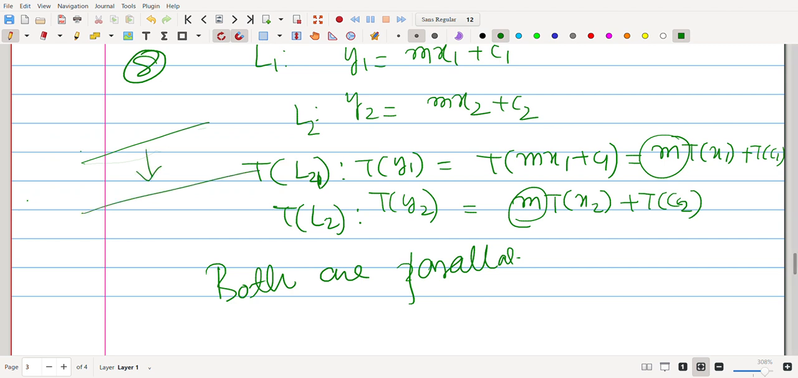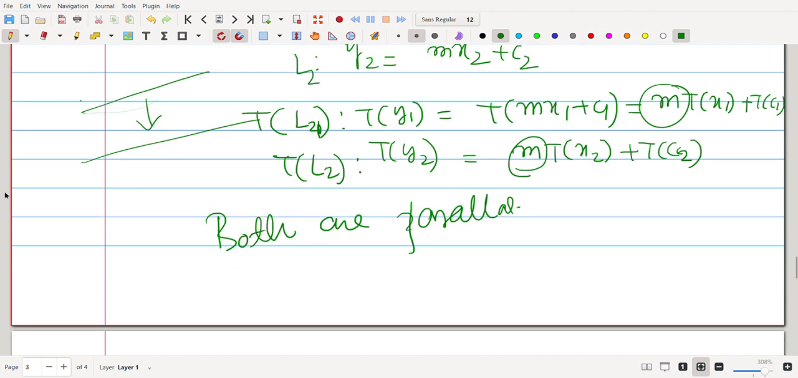Since both have the same M, after applying the linear transformation, due to linearity, both have the same. So M will be the same, like M1 equal to M2 equal to M here. Okay, so this is 8.